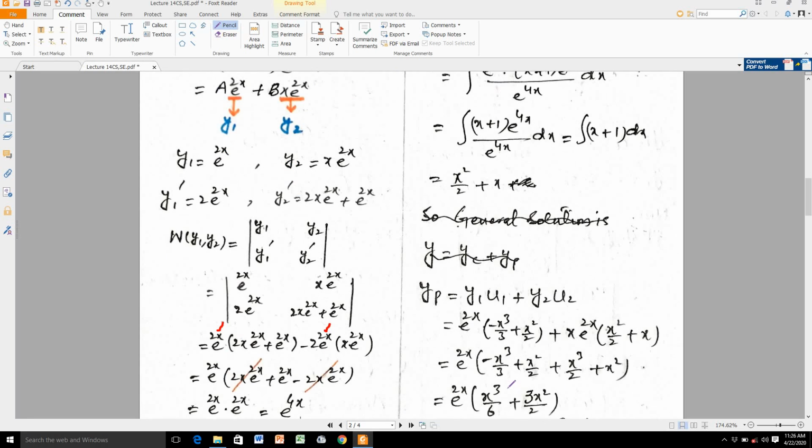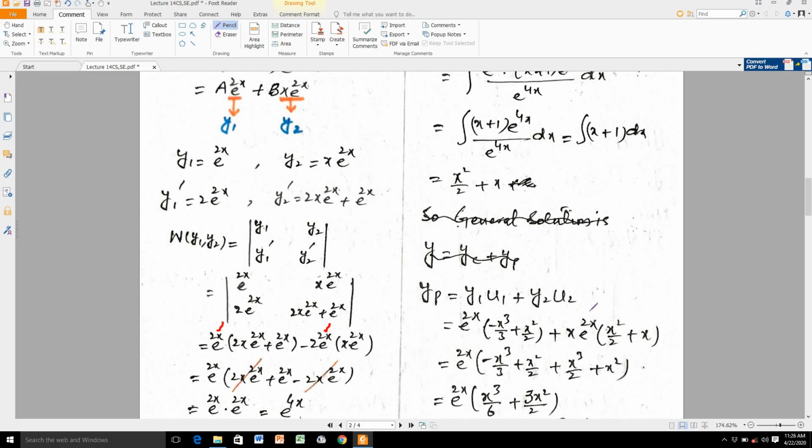So yp is equal to y1 u1 plus y2 u2. Here you substitute their respective values. You substitute y1 is equal to e raised to the power 2x. Then the value of u1, that is minus x cube divided by 3 plus x square divided by 2, plus the value of y2, which is x e raised to the power 2x, and then the value of u2, which is x square over 2 plus x.